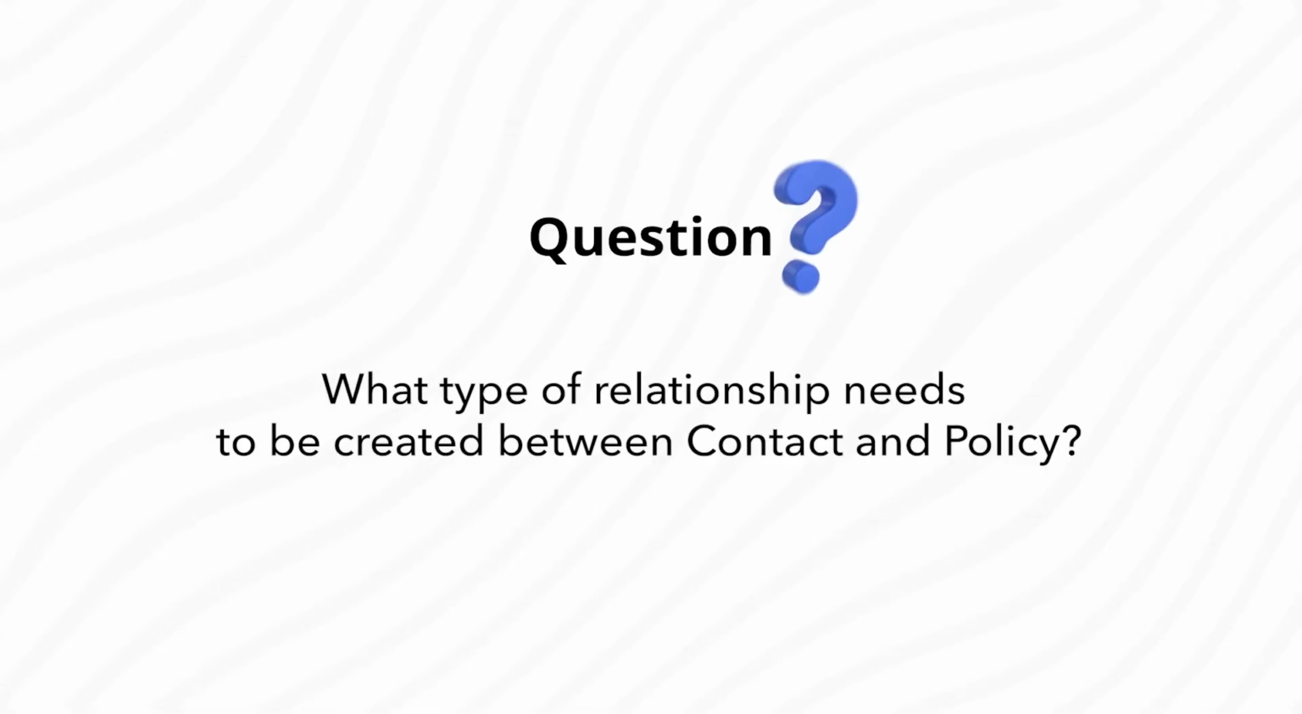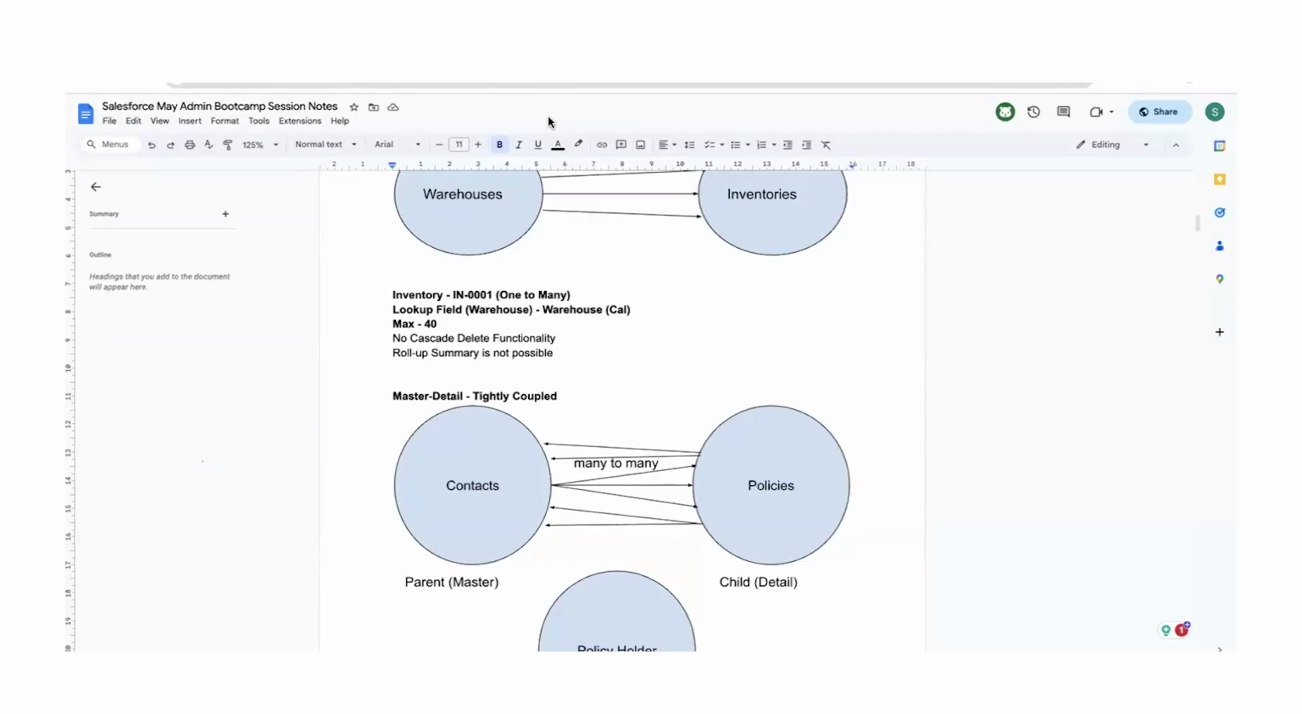So what type of relationship are we planning to create between contact and policy? Is it lookup or is it master detail? Just pay attention to this statement. No policies in the system should be created without specifying the contact for which the policy is created. So policy cannot exist without the master, without the parent. So in this case, policy is what? Policy is the child or the detail record. And contact, the contact object, is the parent, is the master.